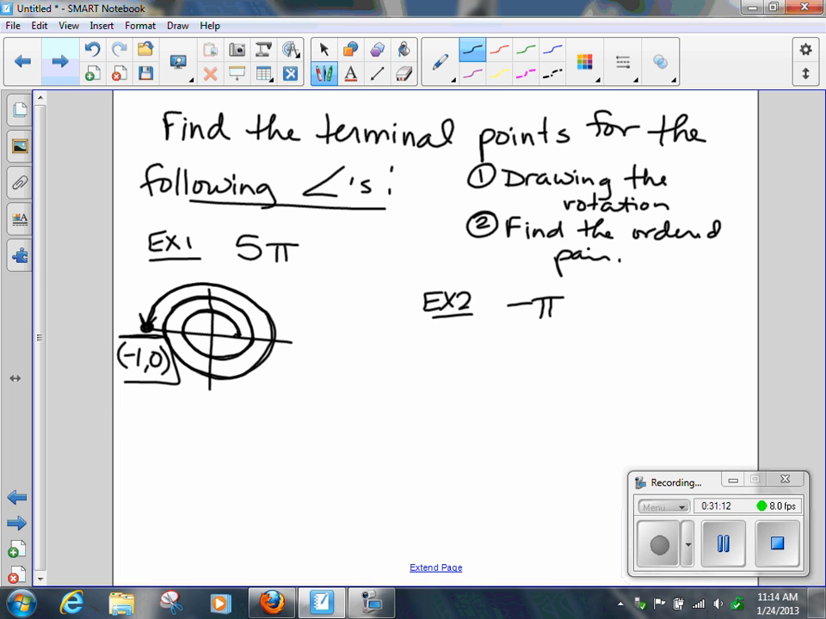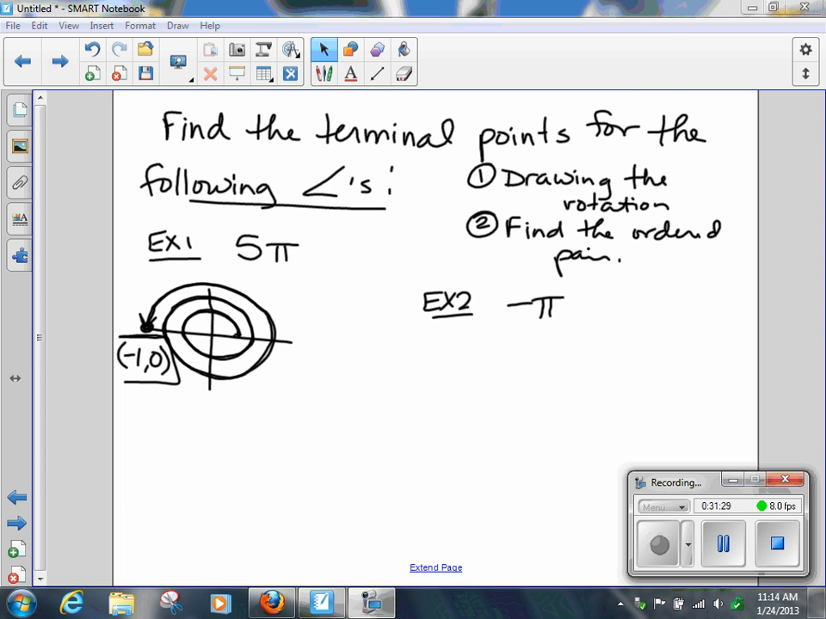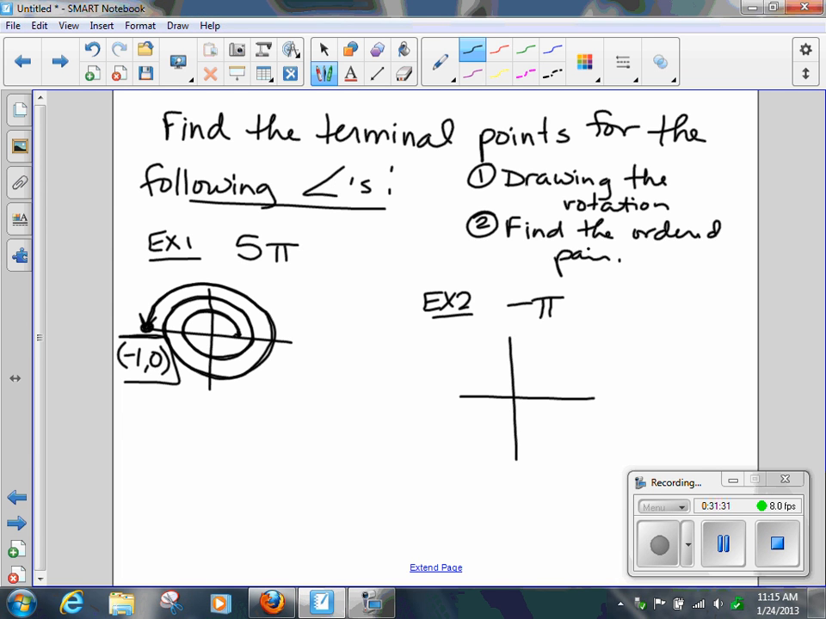Let's do this one. Check this one out. Graph negative pi and find its terminal point. That's good. So draw your coordinate plane. Is this going to rotate up or down? Down, and this is 1 pi, so I'm going to start here, and I'm only going to go 1 pi. That's half of a revolution, isn't it? Because a complete revolution is how much? 2 pi.